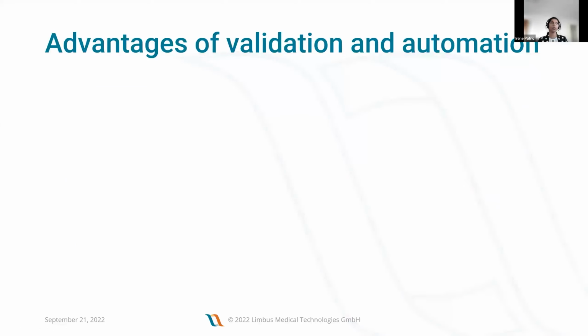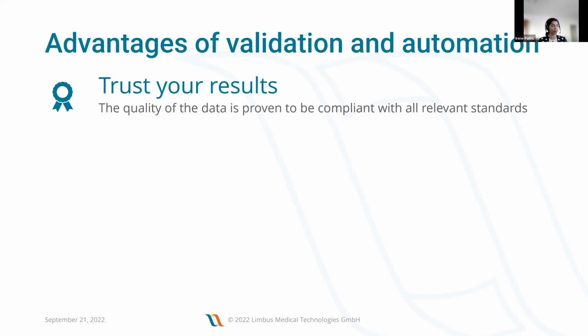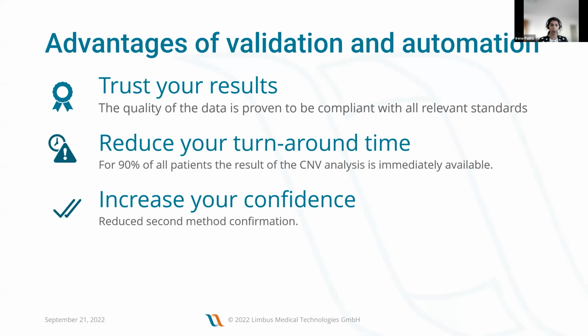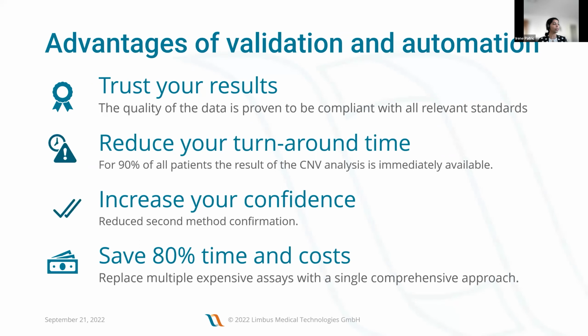Now, the advantages of validation and automation is that we're able to trust the results because the whole thing is compliant with all the standards that are set. We have a reduced TAT because everything is available together, including the CNV analysis. And of course, we have an increase in confidence, and there is a huge time and cost saving because we don't switch between tools and everything comes together in varvis.